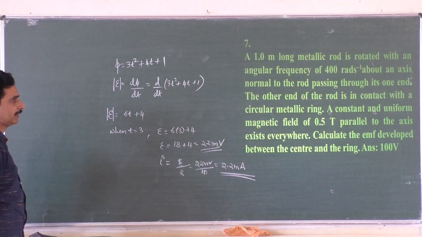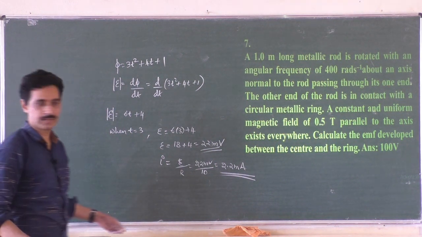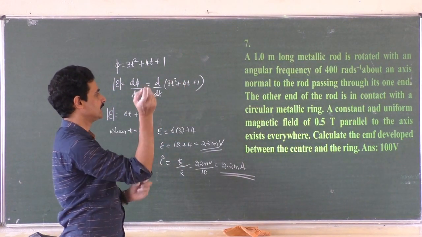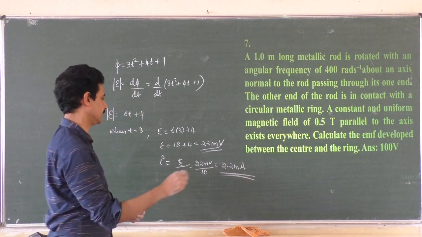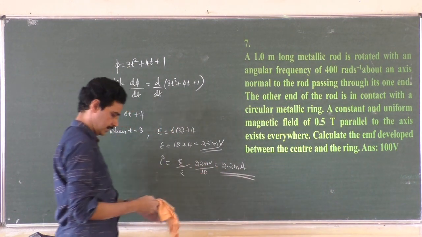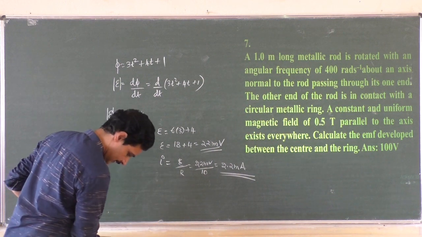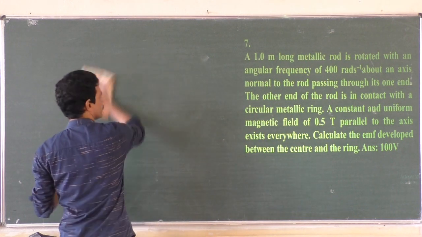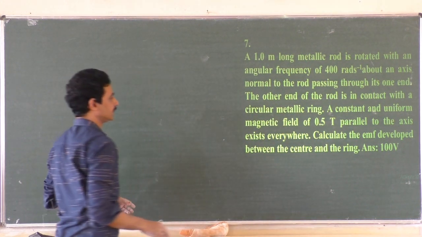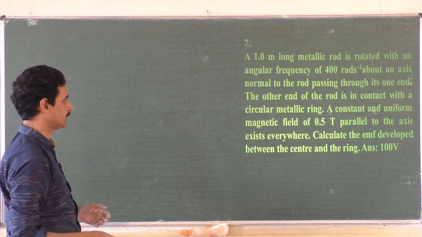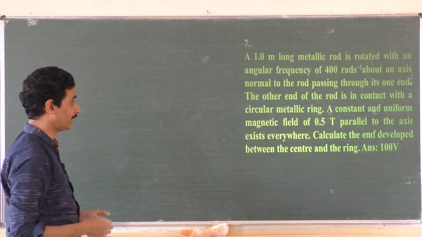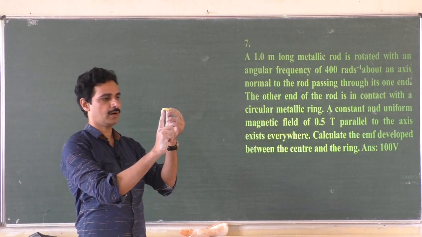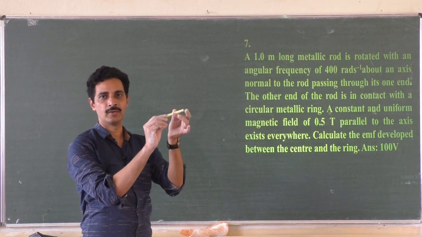Okay, 7. A 1 meter long metallic rod is rotated with an angular frequency of 400 radian per second about an axis normal to the rod passing through its one end. Can you guess how the situation is? You have to take the rod and pass an axis normal to the rod through one end, and it should turn like this. Hope you have followed this one.